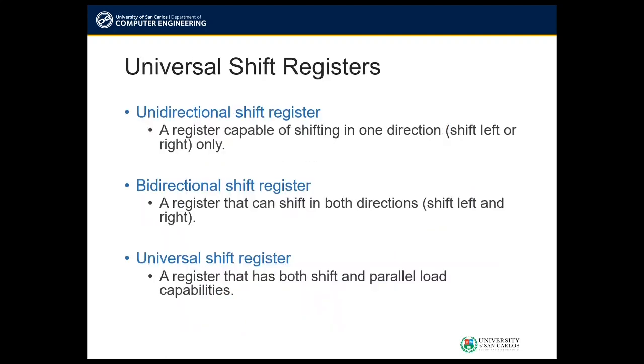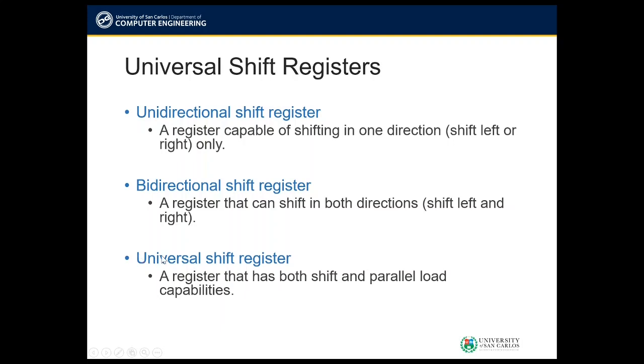So far, our previous examples and scenarios are showing what we call a unidirectional shift register. This is a register capable of shifting only in one direction, either shift left or shift right. A bidirectional shift register, on the other hand, can shift in both directions, shift left and shift right.